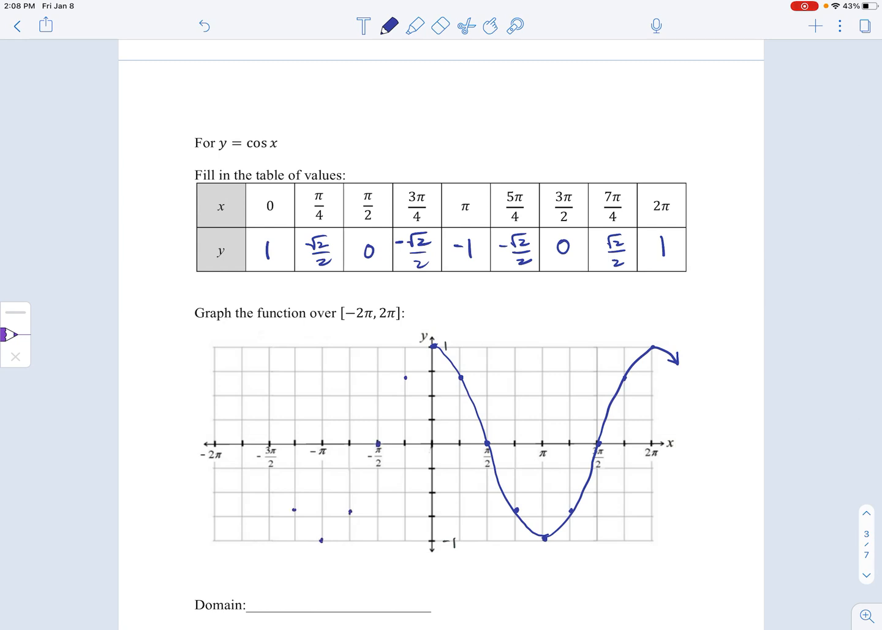Okay, and then you could extend the graph using the pattern.